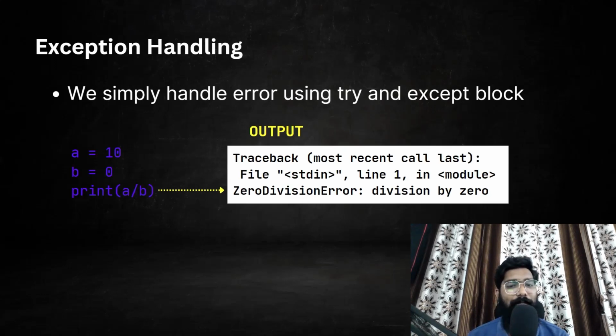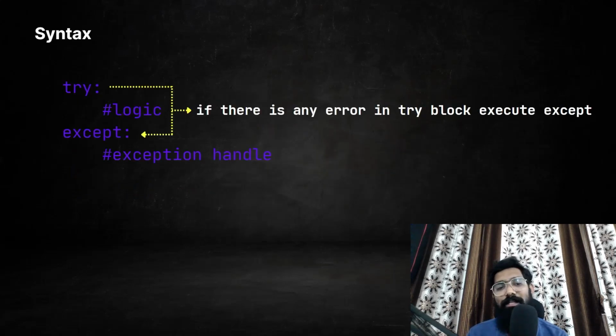How can we handle this program? To handle this, we need to write try, some logic, except. Try is a block which is going to execute every time. If any error is found, then the except block is going to get executed automatically. If there is no error in the try block, the except block is not going to execute. So we can simply say that the except block accepts the error, or it handles the error.